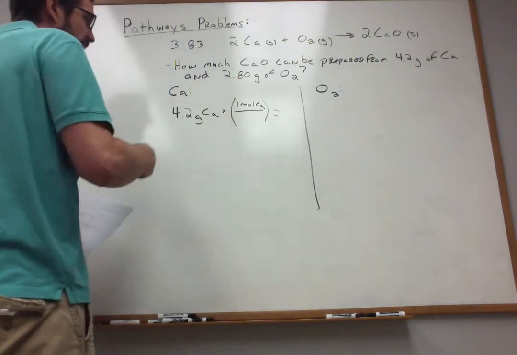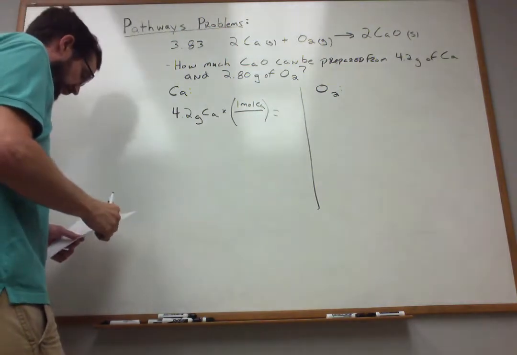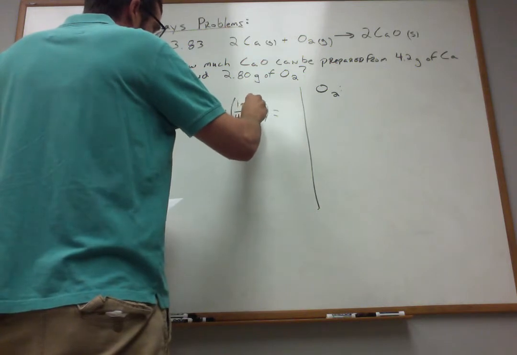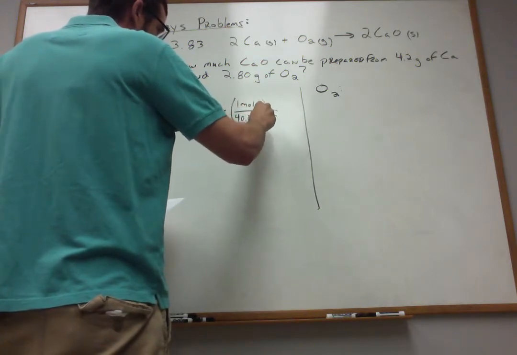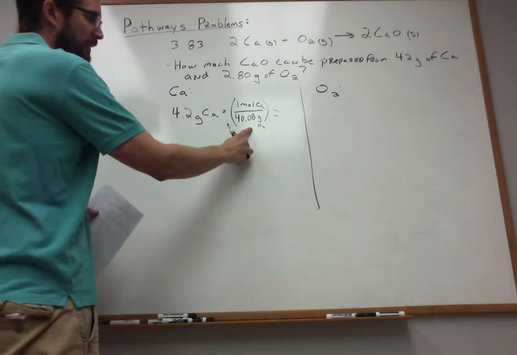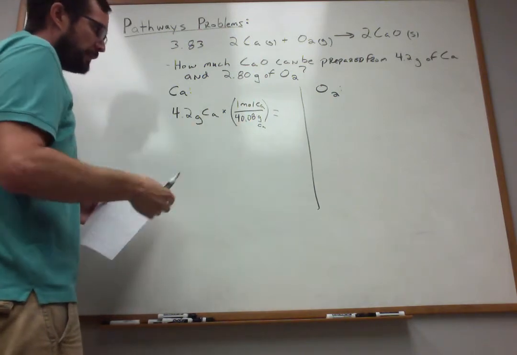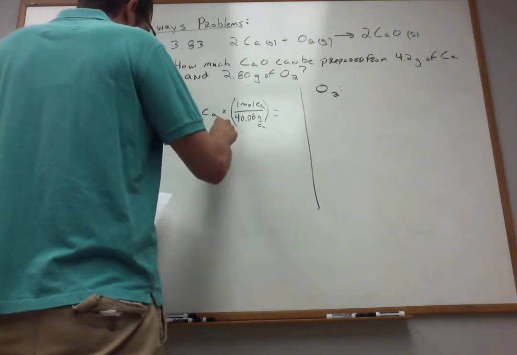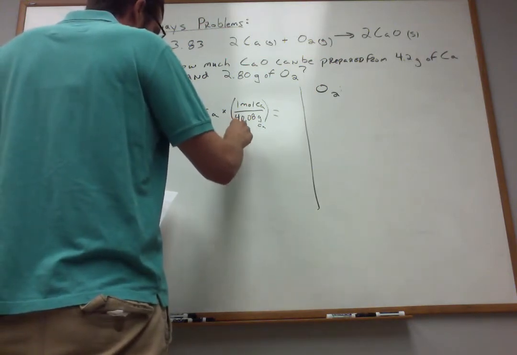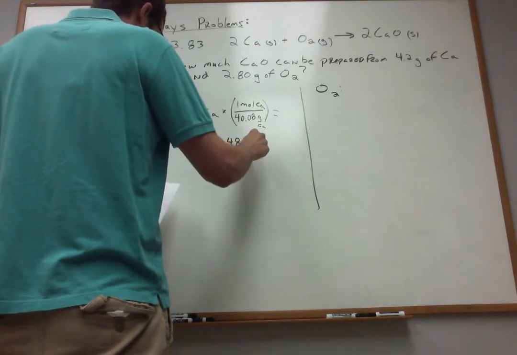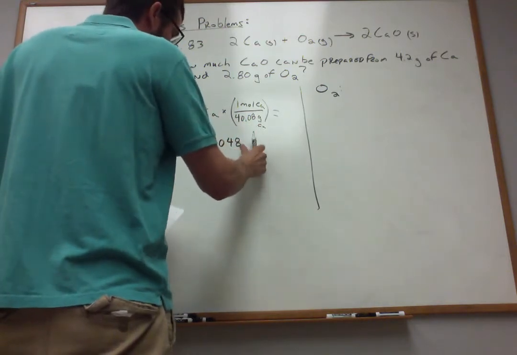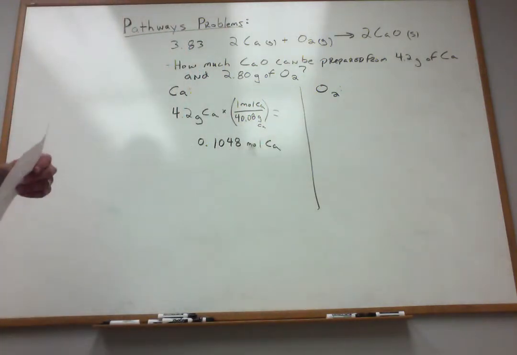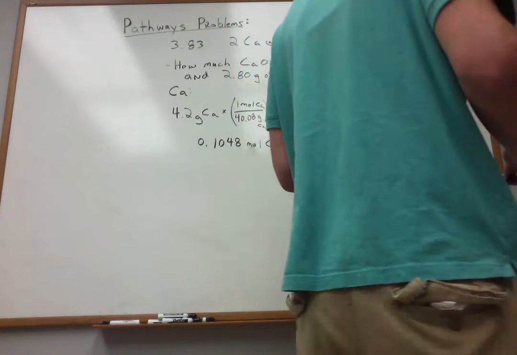Now on the left, I'm talking about calcium. I've got 4.2 grams of calcium. I'm going to multiply that by 1 divided by 40.08 grams of calcium. This is how many grams correspond to 1 mole. It's the number from the periodic table of the elements. Now when I do that, I quickly find that I've got 0.1048 moles of calcium. That's what I have available in the 4.2 grams.